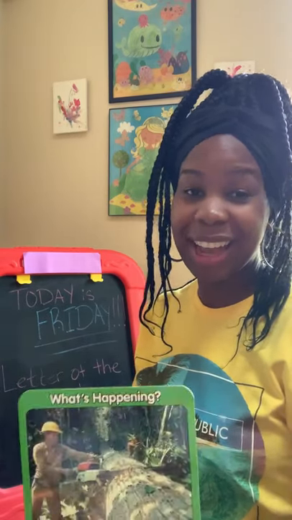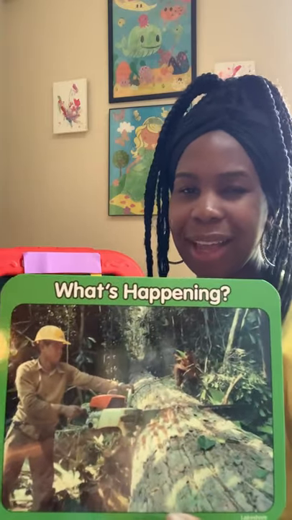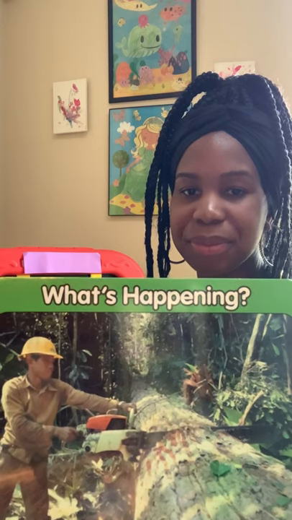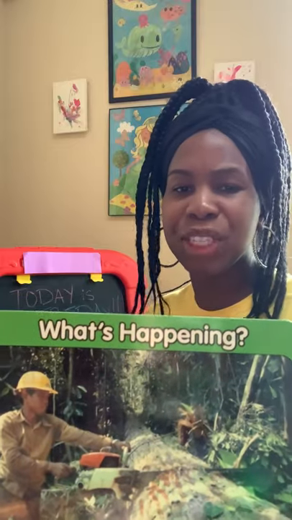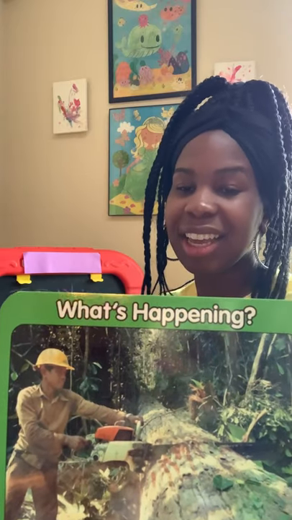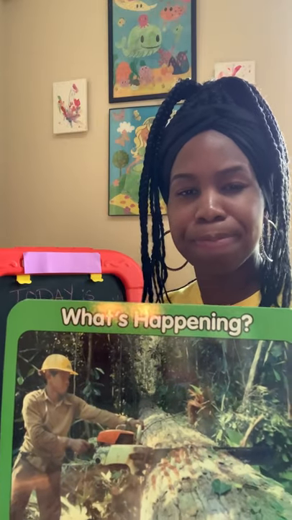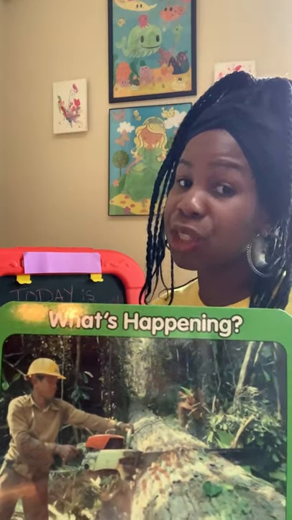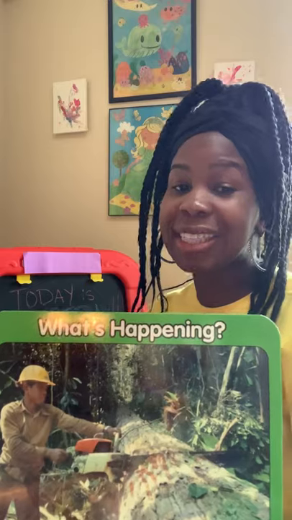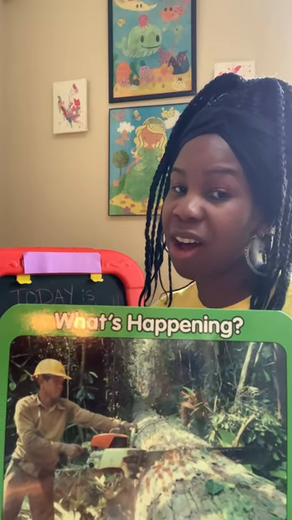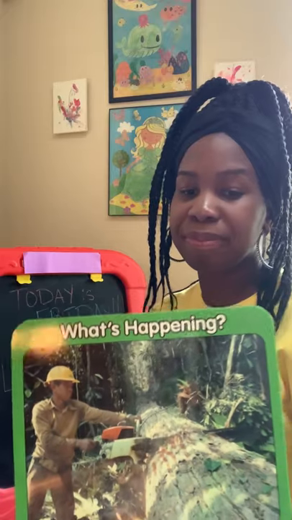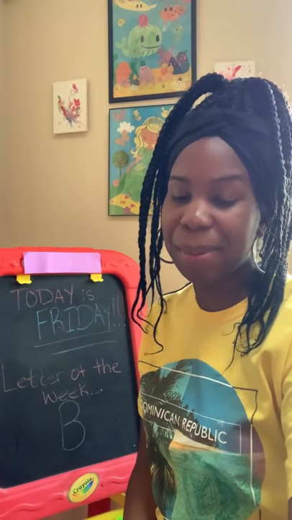All right. Next card. What's happening? Well, there's a tree down. What is this man doing to the tree? He's cutting it. Good. He's cutting the tree. What type of tool is he using? This tool, if some of you do not know, is called a chainsaw. He's cutting the tree with a chainsaw. Good job.